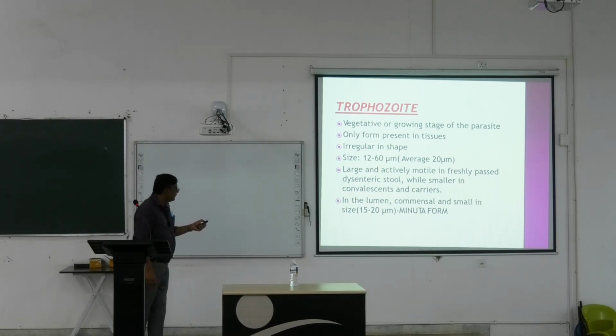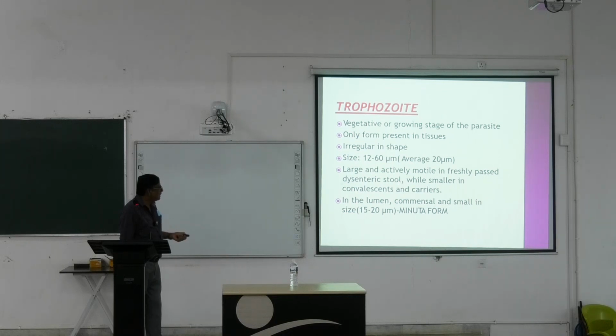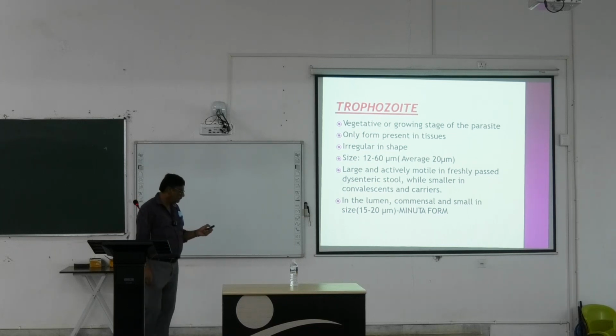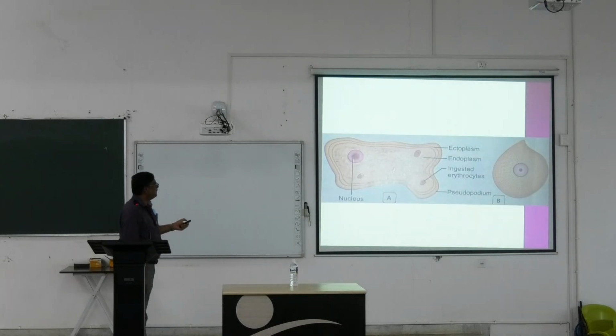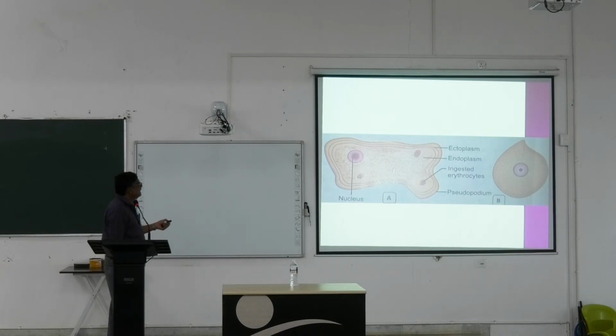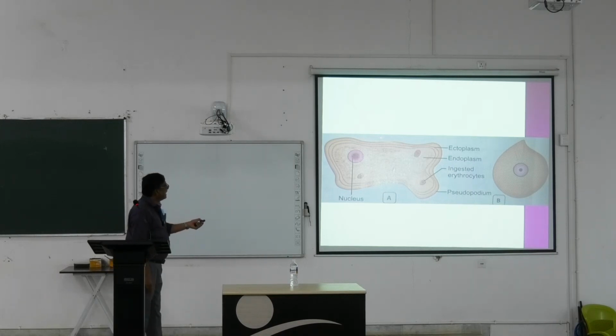The size is 12 to 60, average 20 micron. Large and actively motile in freshly passed dysenteric stool, while smaller in convalescence and carrier. In the lumen, it is commensal and small, in the minuta form. This is the picture where you can see the morphology.